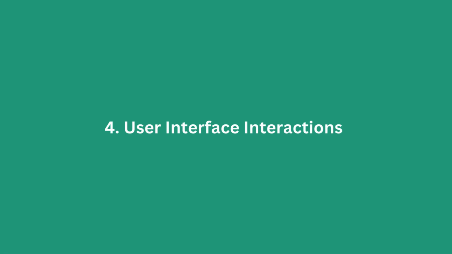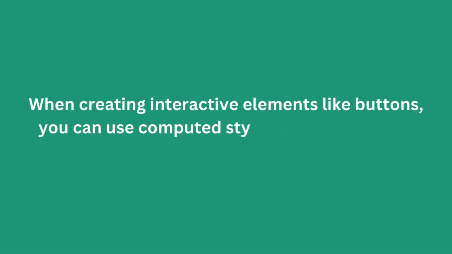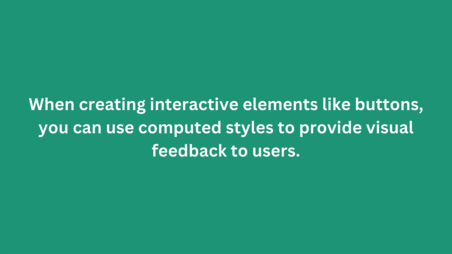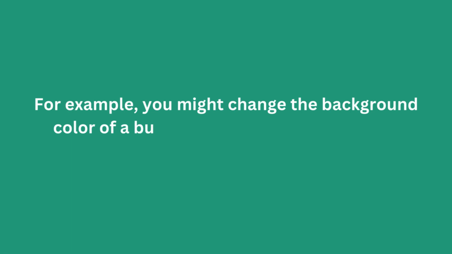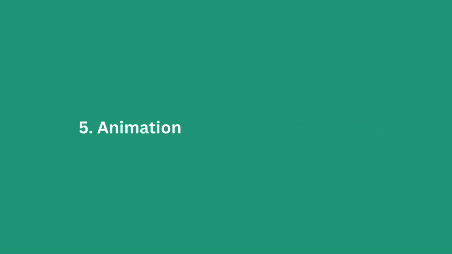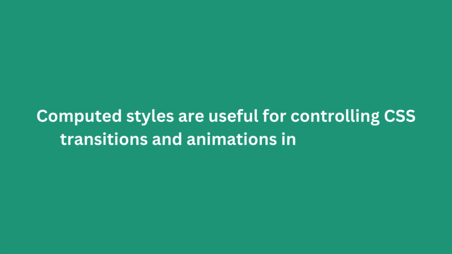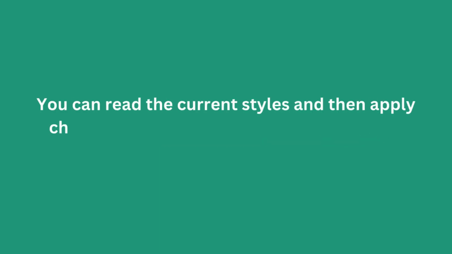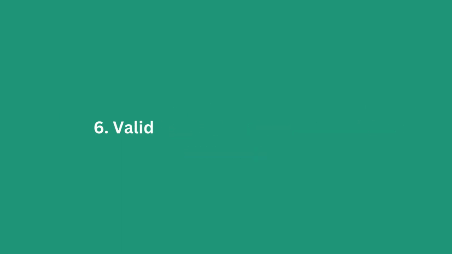4. User interface interactions. When creating interactive elements like buttons, you can use computed styles to provide visual feedback to users. For example, you might change the background color of a button when it's hovered over or clicked. 5. Animation and transition control. Computed styles are useful for controlling CSS transitions and animations in JavaScript. You can read the current styles and then apply changes to trigger animations or transitions smoothly.